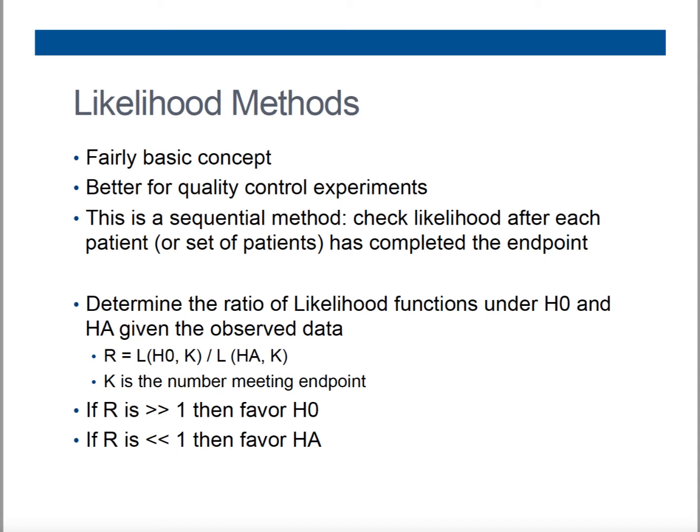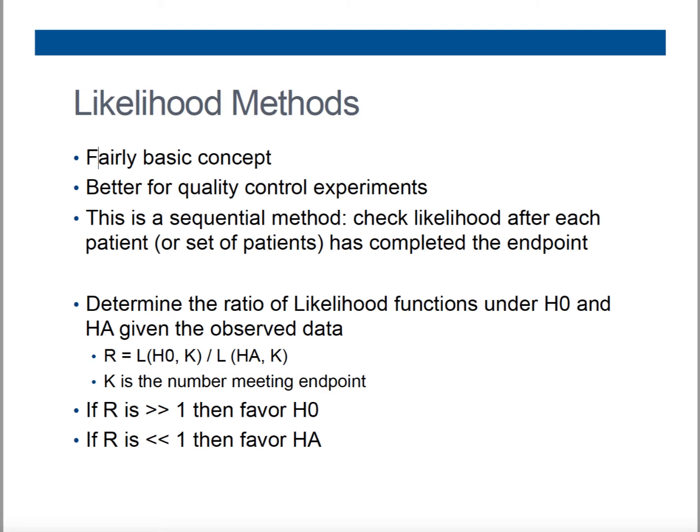Likelihood methods are a fairly basic concept. They are better for quality control experiments, and this is a sequential method. So you would check the likelihood after each patient or set of patients has completed the endpoint, and you're simply creating a likelihood ratio. So given the data that you have now, what is the likelihood that you'll end up at the null or the likelihood that you'll end up at the alternative? And then you look at a ratio.